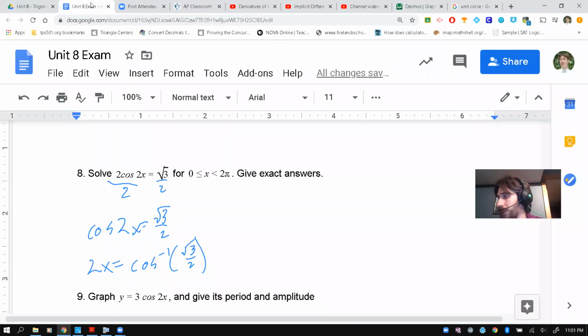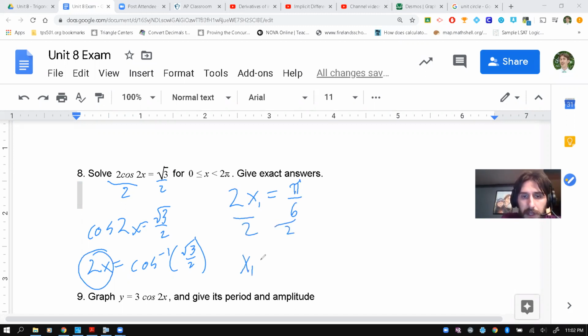So my first answer is when 2x could be equal to pi over 6, right? If I take the cosine inverse of square root of 3 over 2, I get pi over 6, and that's what is equal to 2x. So to solve this for x, I would divide by 2, which would mean half of pi over 6 is pi over 12. That's just the first answer.